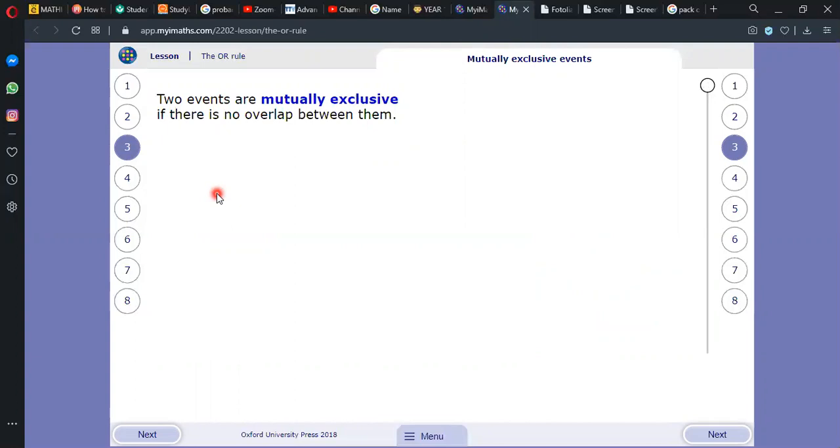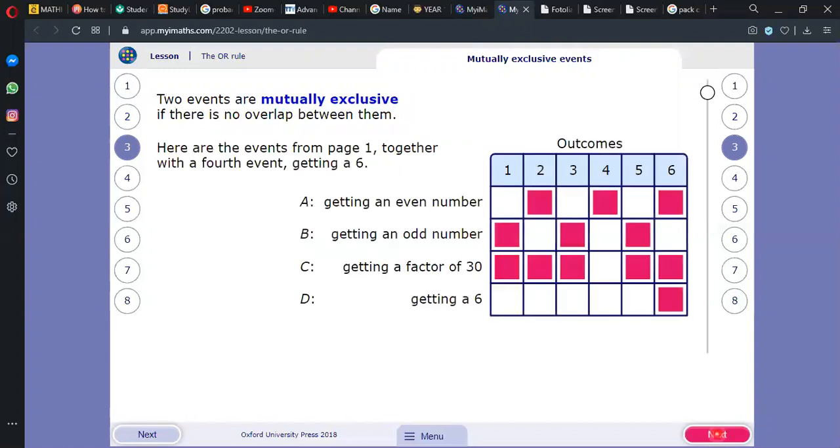We have 2 events. When 2 events are said to be mutually exclusive, that is when there is no overlap between them. Now, when we say no overlap, what we mean is that the outcomes of the first event do not have a common outcome with the second event. Okay, that is what we mean by overlap.